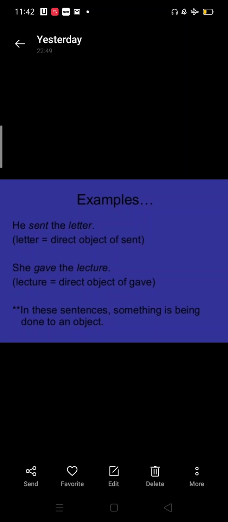Let us see the examples. He sent the letter. Here, the direct object of sent is letter. She gave the lecture. Here, lecture is the direct object of gave. In these sentences, something is being done to an object. He sent the letter, so he is doing something to the letter; he is sending it. Again, in the second sentence, she gave the lecture. The subject has done something to the lecture, the object.